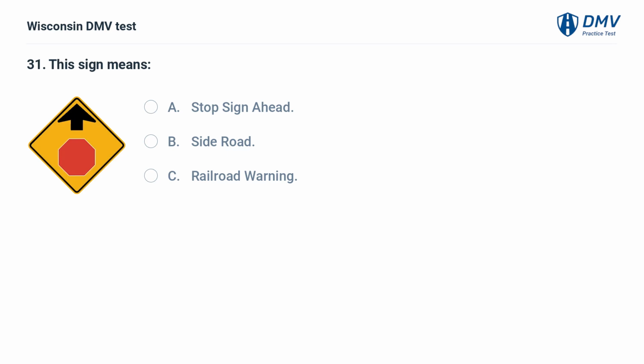This sign means A. Stop sign ahead. B. Side road. C. Railroad warning. A. Stop sign ahead. This sign indicates that a stop sign is ahead.